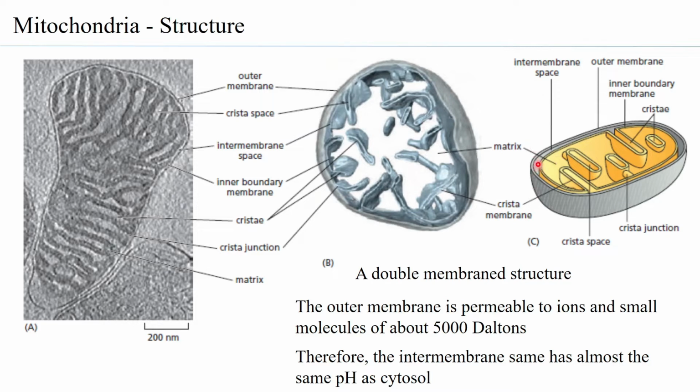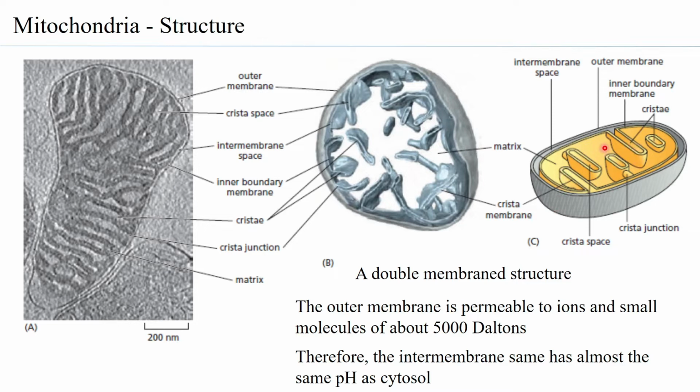which means that the space between the inner membrane and the outer membrane, also called the intermembrane space, has a pH that is very similar to the pH of the cytoplasm, for the simple reason that ions and small molecules present in the cytoplasm enter the intermembrane space, and therefore the intermembrane space has a composition very similar to the cytoplasm, and hence the pH is also identical to what is present in the cytoplasm. But the inner membrane per se is very different from the outer membrane.